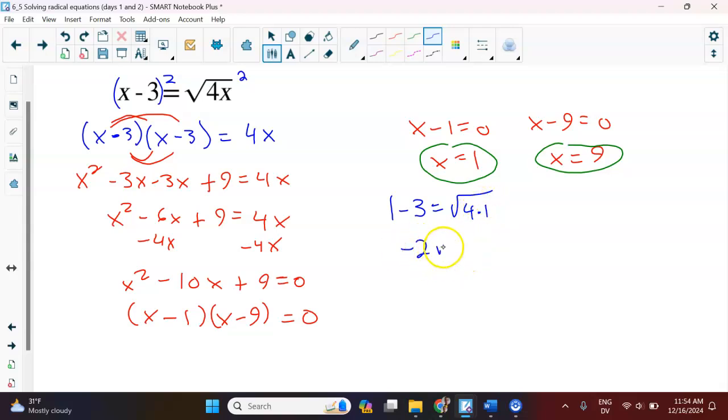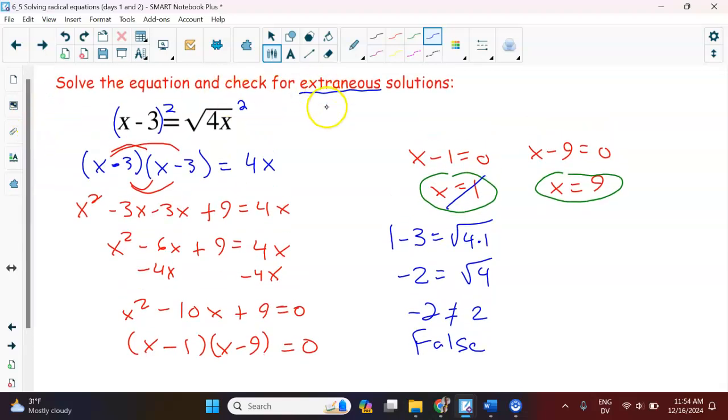So we end up with negative 2 equaling the square root of 4. And that ends up being false. If you treat this as the positive root, that is not a true statement. So since this is false, this is what's called an extraneous solution. So that's what they mean by extraneous. That is an extraneous solution, where it seems like it's an answer, but when you plug it in, it doesn't work.